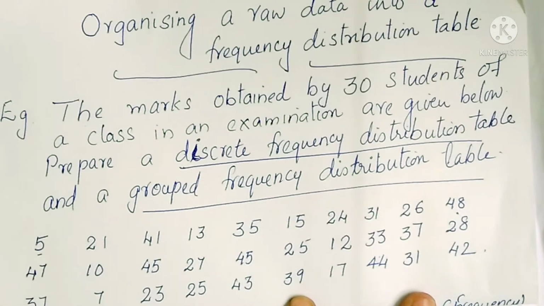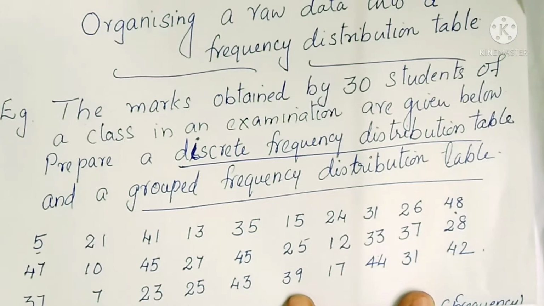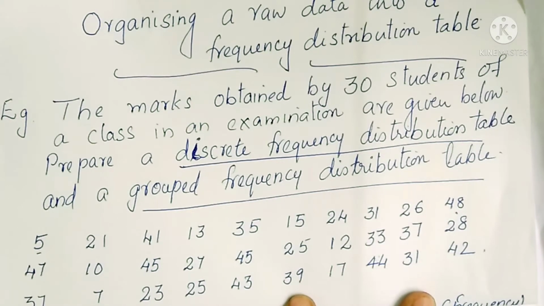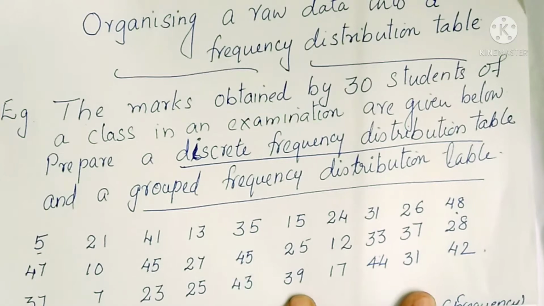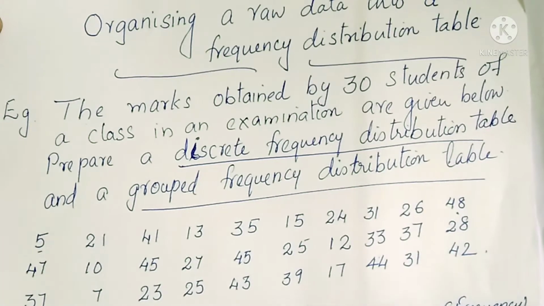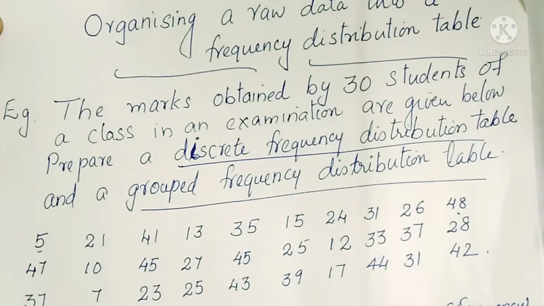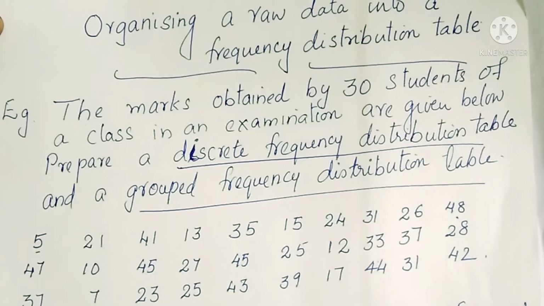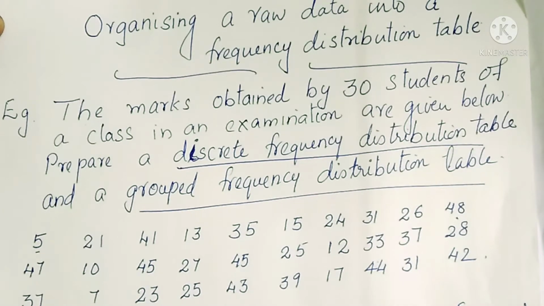Now here is the question. The marks obtained by 30 students of a class in an examination are given below. Prepare a discrete frequency distribution table and a grouped frequency distribution table. We have already discussed discrete frequency distribution table, and also we discussed grouped frequency distribution table.